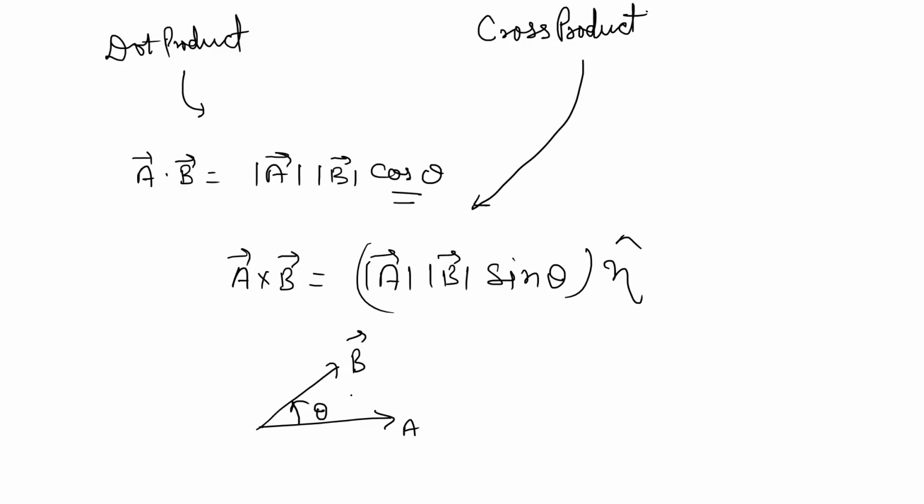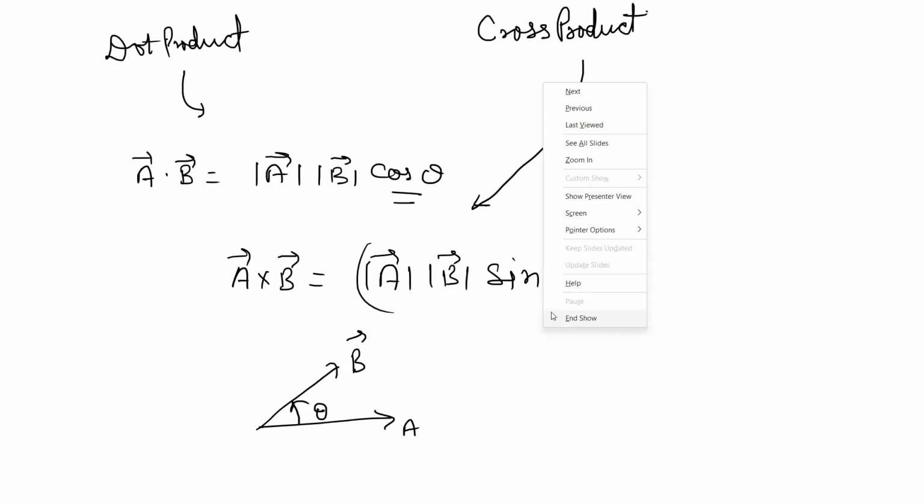How can we find it? First, you have to use your right hand palm and rotate the palm in such a manner that it moves A to B. The thumb gives the direction of the unit vector. Okay, it's so simple. It's quite easy. You can easily understand. Okay, now move to the next slide.